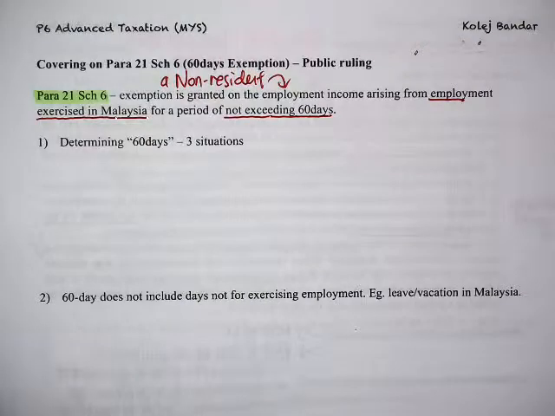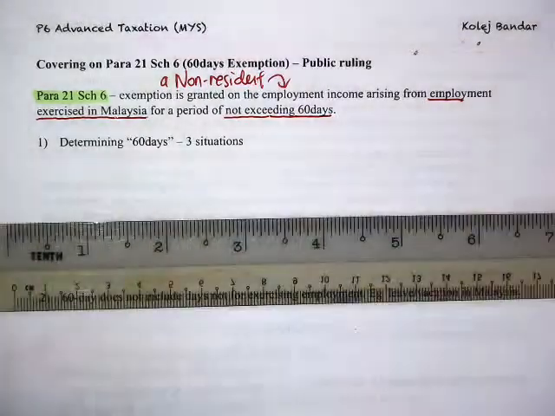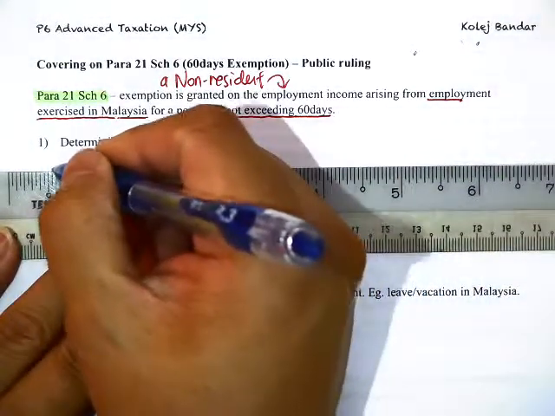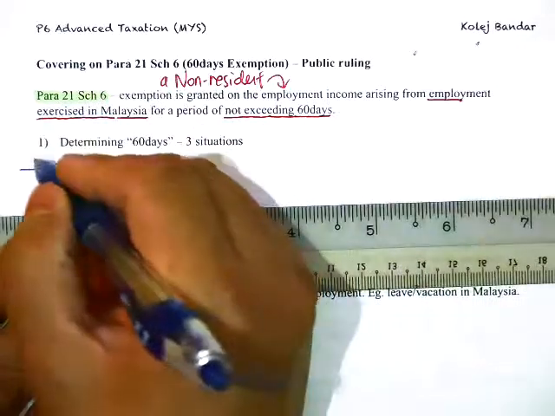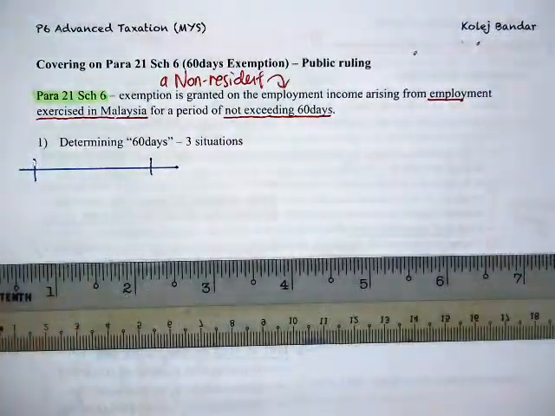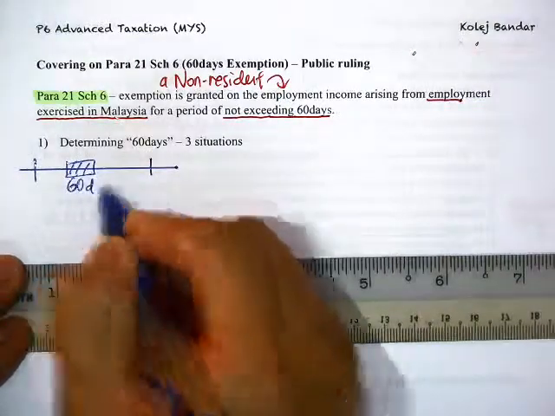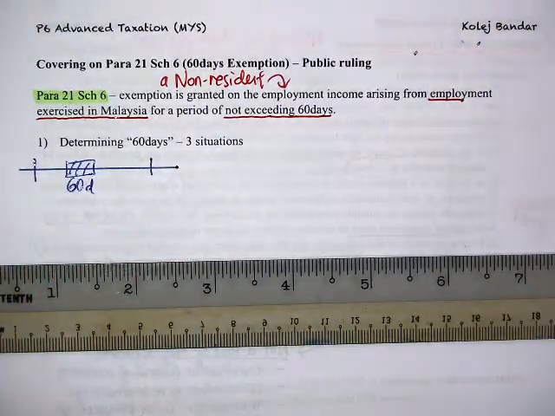Now, if you look at the law under Para 21, how do they count the 60 days? They only tell us that the 60 days can be, for example, within a year, a basis year, one stretch of 60. You can also have a few periods that you add up together that also equal 60. Okay, this is how you count the 60.